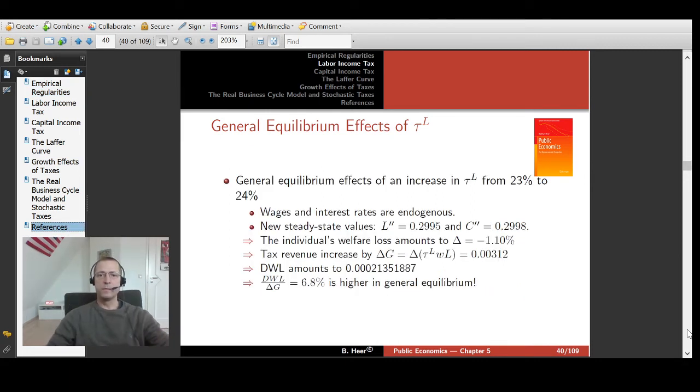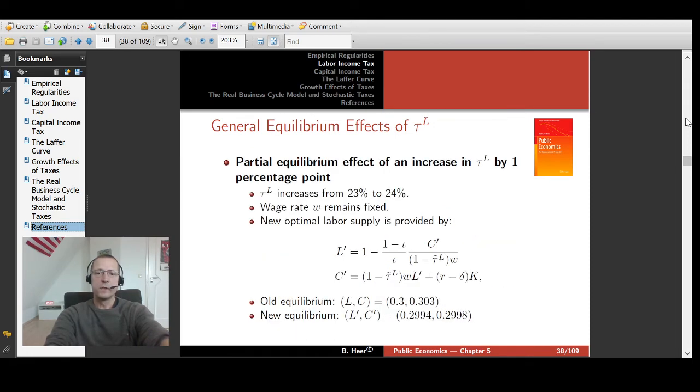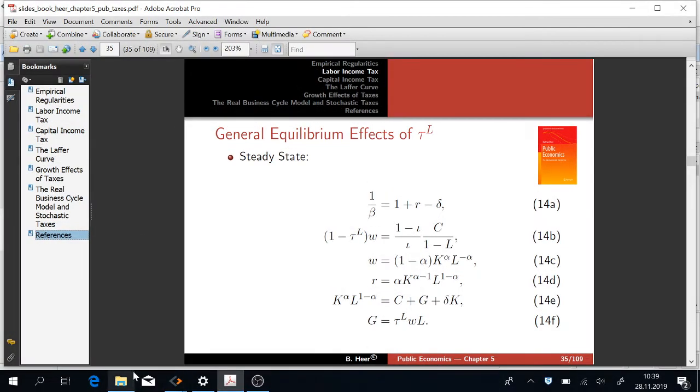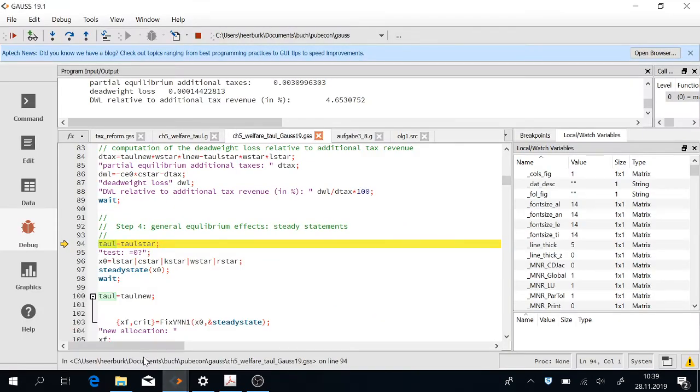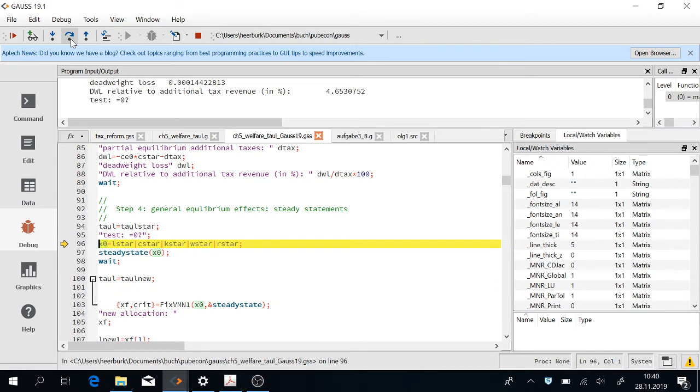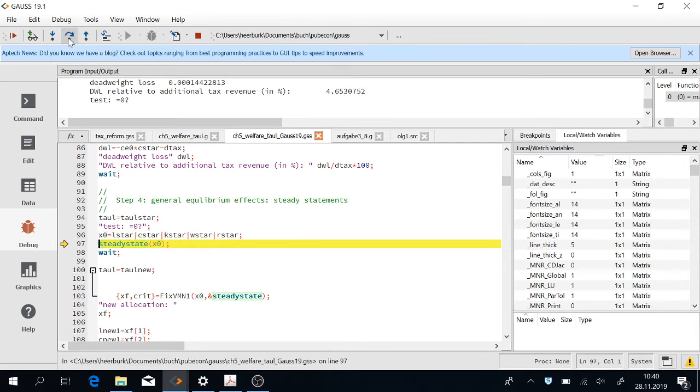To compute the general equilibrium effect, we look at the steady state, equations 14, and compute the solutions for tau L equal to 24%. So we compute R, W, K, L, C, and G for this case. So in our Gauss computer program, we have to provide a guess of the endogenous variables L, C, K, W, and R, which are our initial steady state variables. Let's get into the steady state.